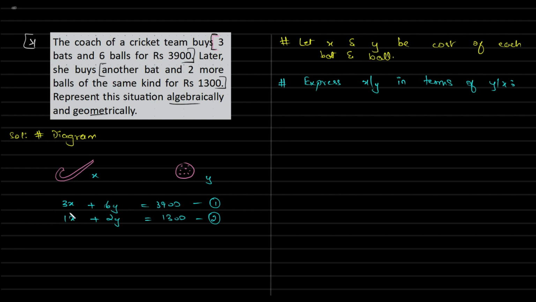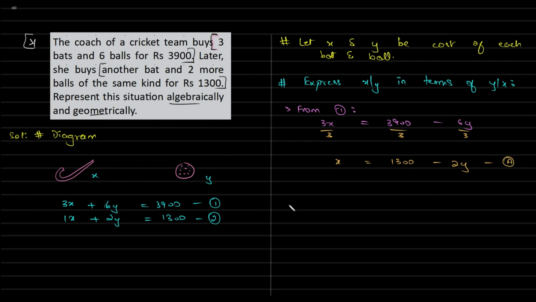Well, it's very clear. 3 and 6. 3 is the least number and easy to handle. 2, 3 and all of this easy to handle. So what I will do is I will express x in terms of y. That is, I'll write from 1. We have 3x being equal to 3900 minus 6y. Then what we'll do is we'll divide with 3. So we have x is equal to 1300 minus 2y. Okay, we'll call this as equation A.